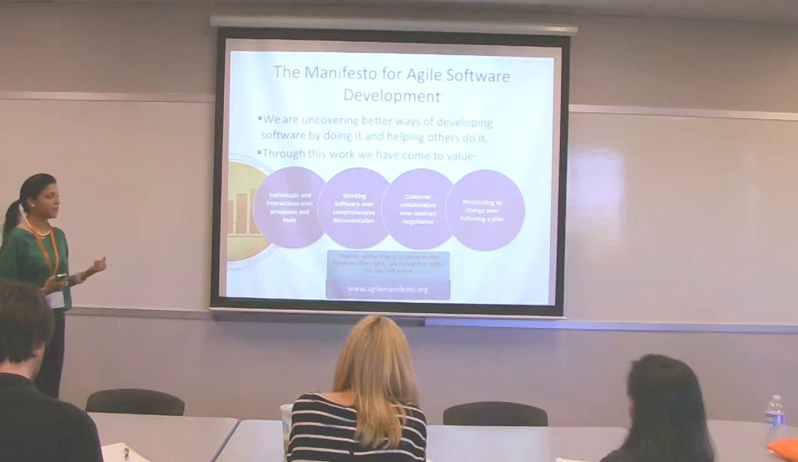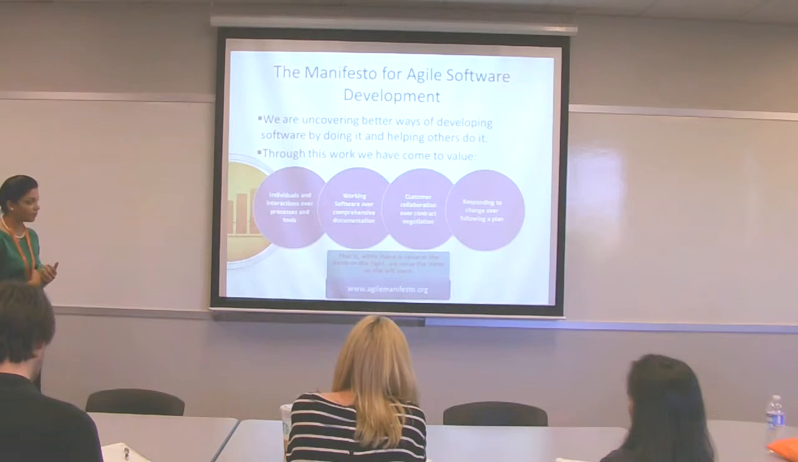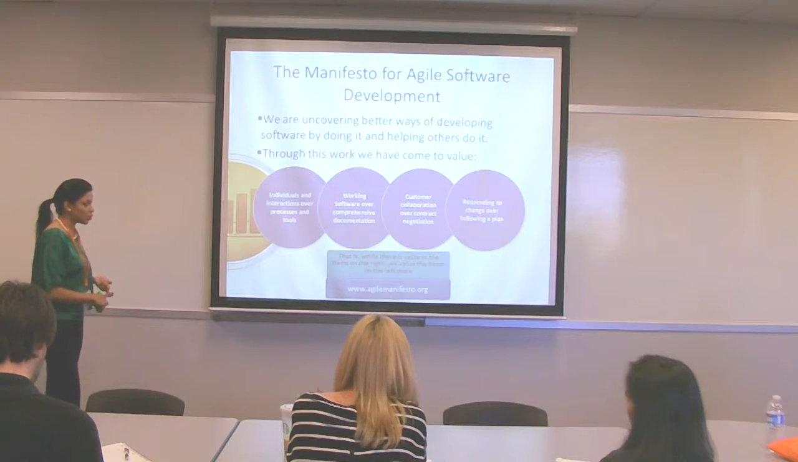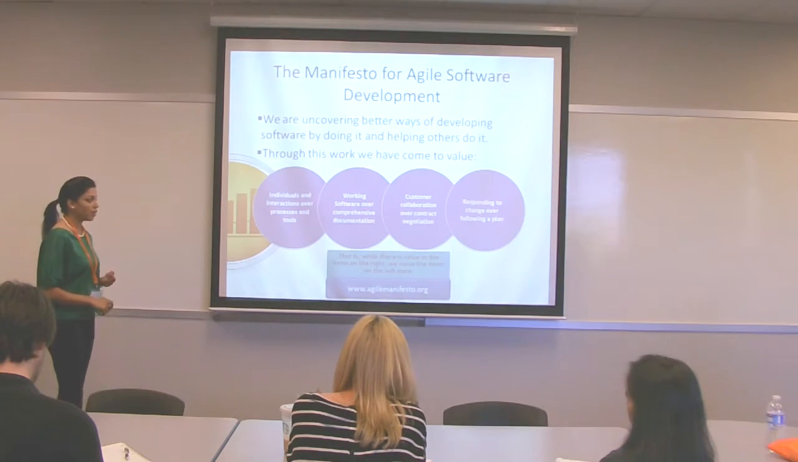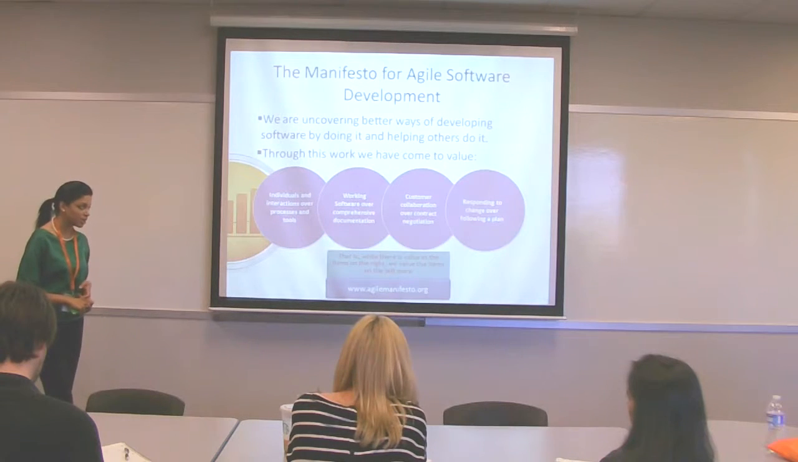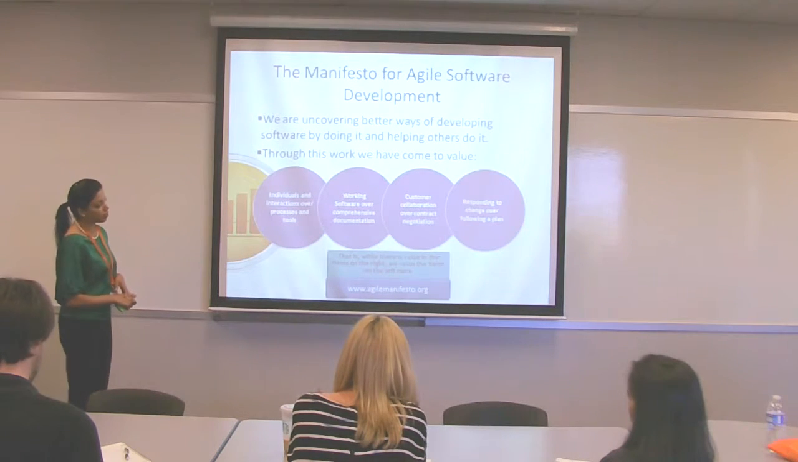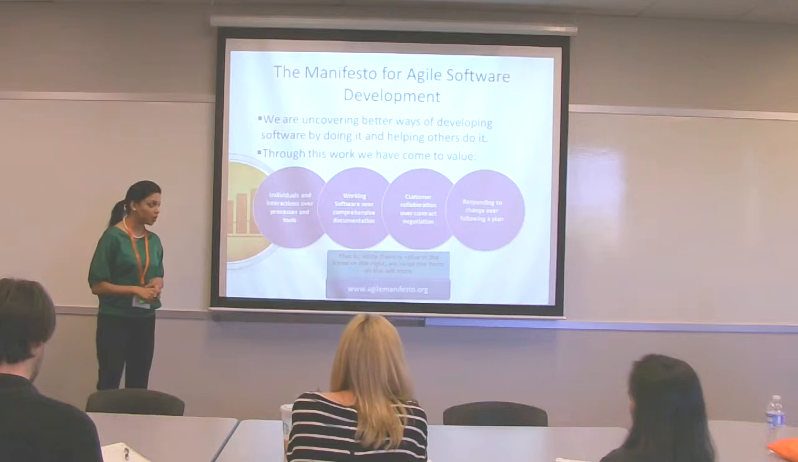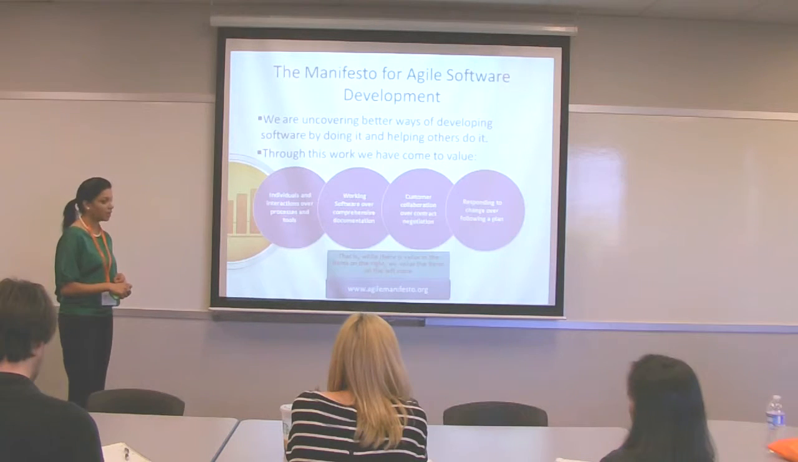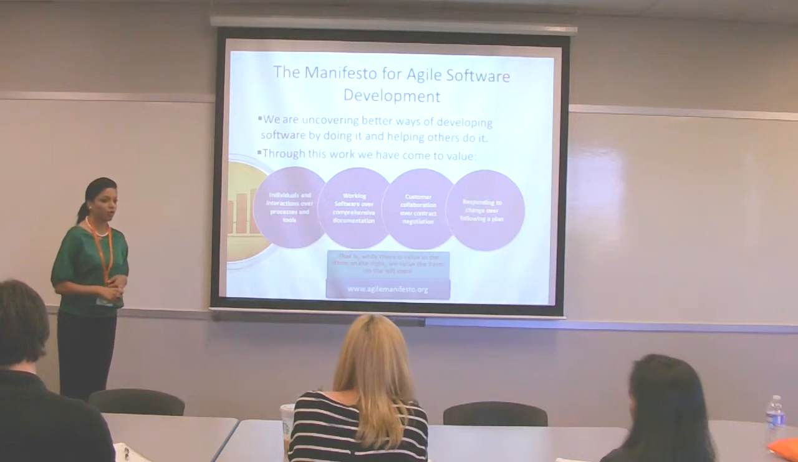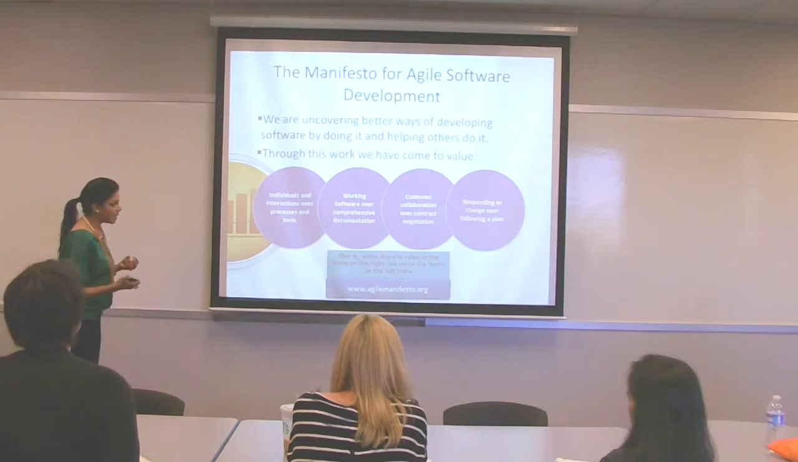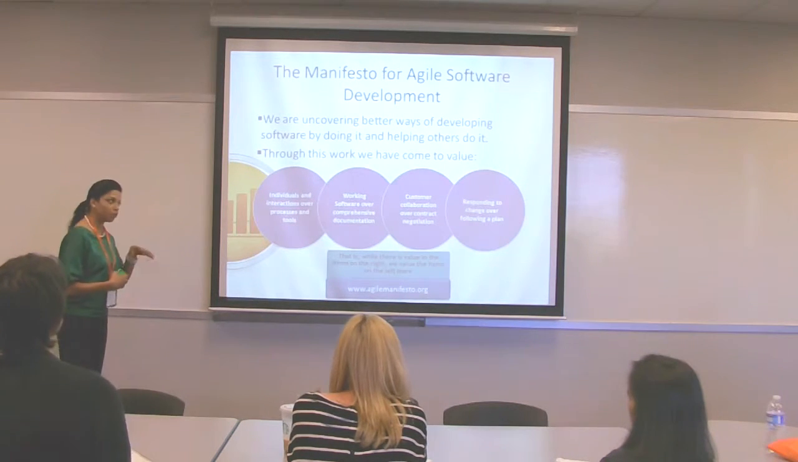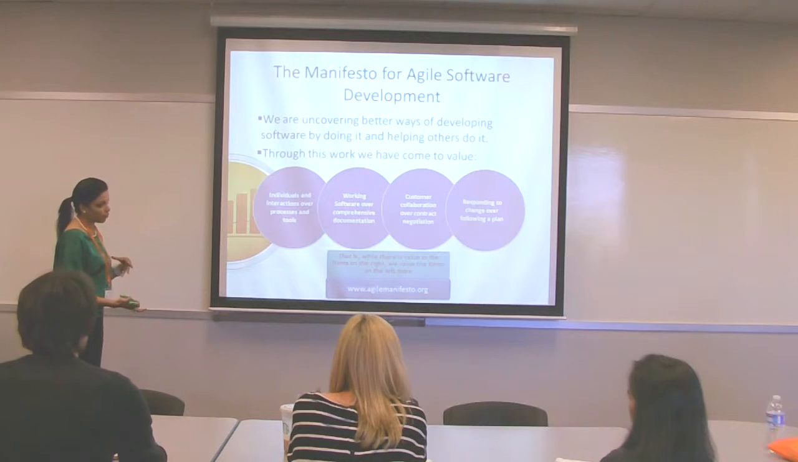So the Manifesto for Agile Software Development, we all know it. Individuals and interactions over processes and tools. Working software over comprehensive documentation. Customer collaboration over contract negotiation. Responding to change over following a plan. So we all have heard it. How well do we implement these, or do we implement only 2, or do we implement all 4?